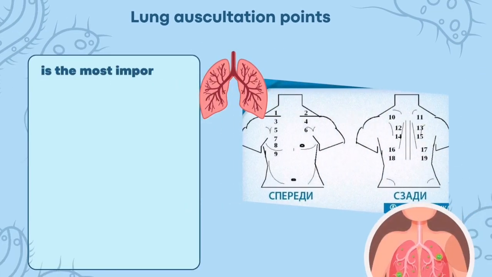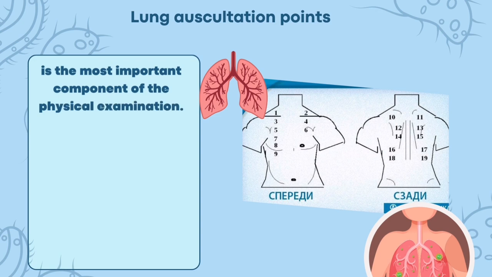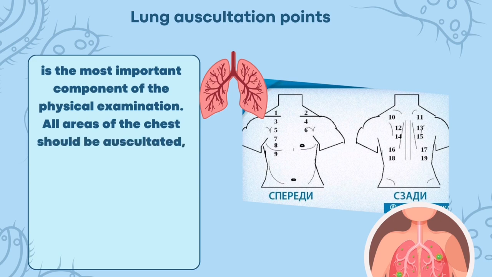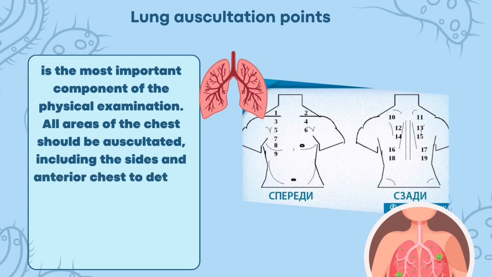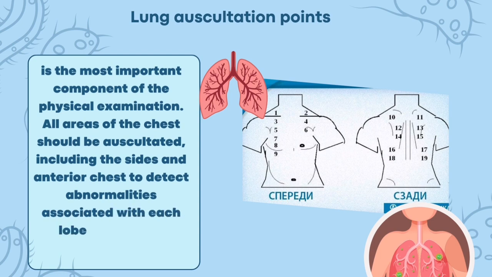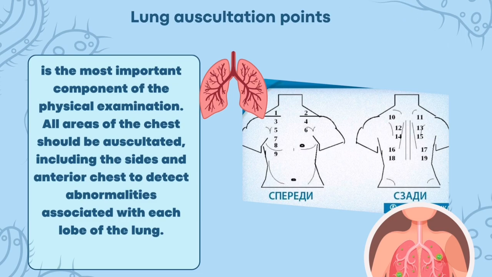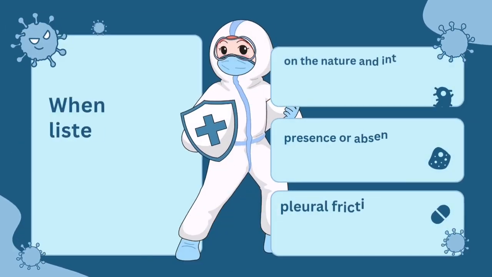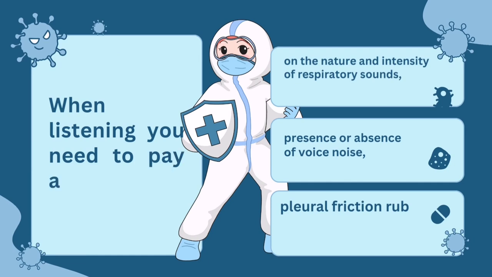Lung auscultation points are the most important component of the physical examination. All areas of the chest shall be auscultated, including the sides and the anterior chest, to detect abnormalities associated with each lobe of the lung. Look at this picture. And when listening, you need to pay attention to the nature and intensity of respiratory sound, presence or absence of voice noises, pleural friction rub.